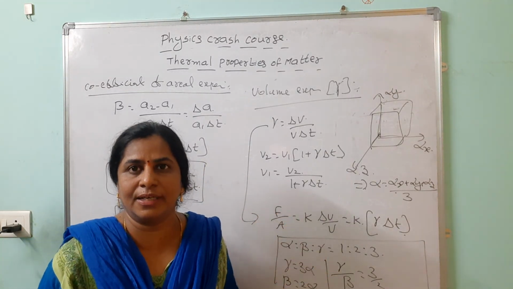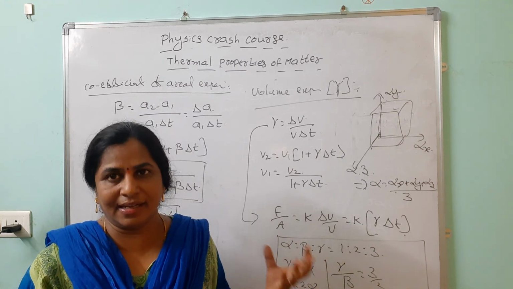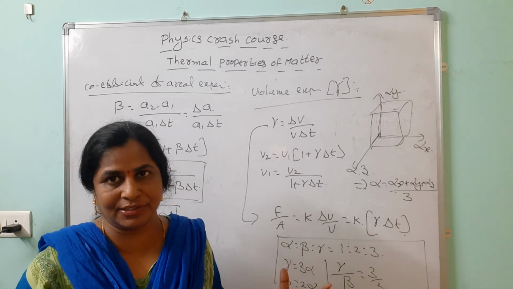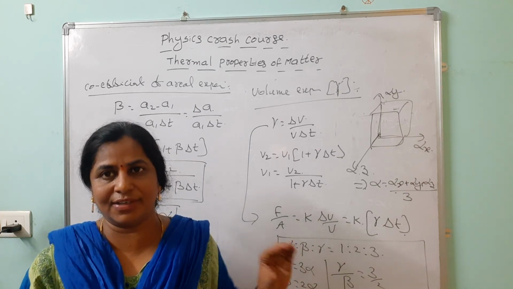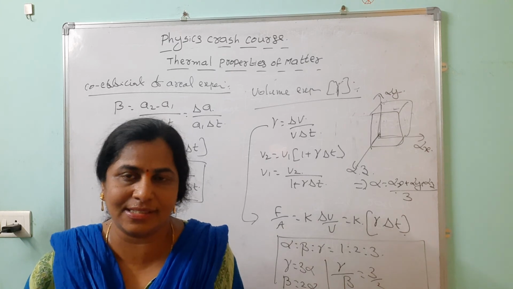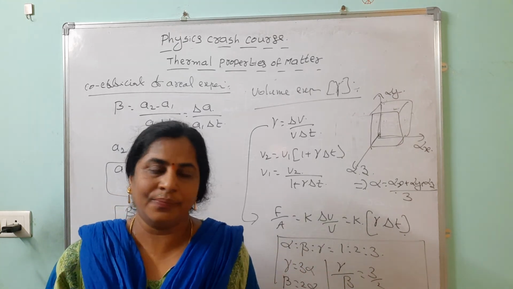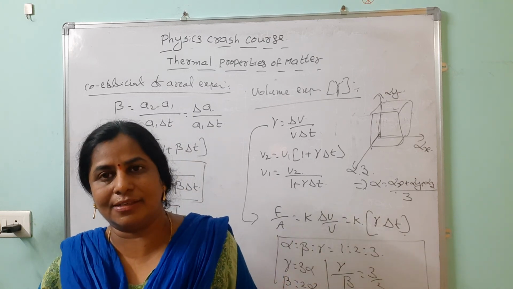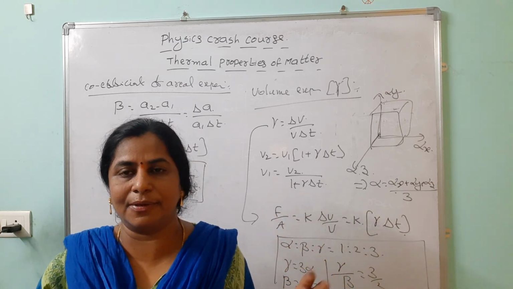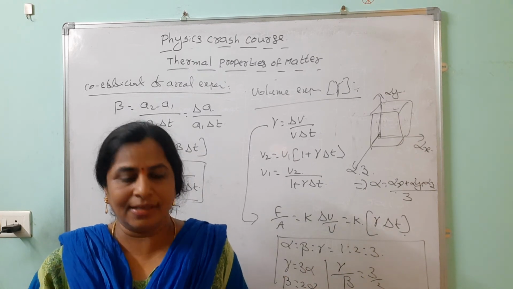Finally, we should observe that there are three types of expansions: linear expansion, areal expansion, and volume expansion. Linear means we only observe lengthwise. Area means we consider two dimensions. Volume means we take three-dimensional expansion. So we can go through another part also. It's somewhat a big chapter. In the next part I want to teach you the expansion of liquids and gases also.